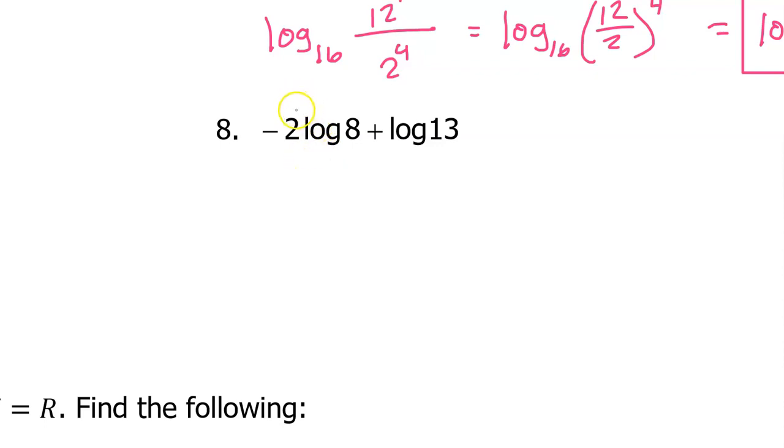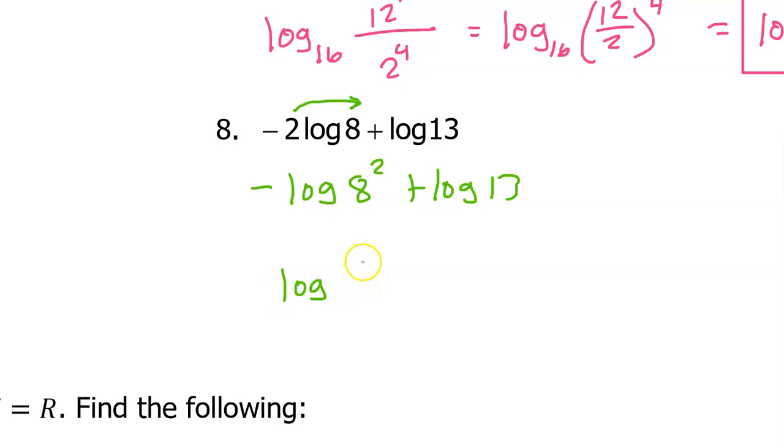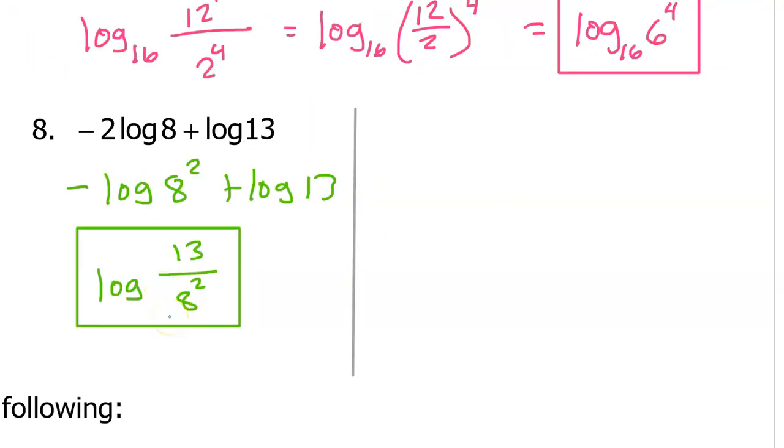Move the 2 to the exponent on the 8 and then put log 13 on the numerator and log 8 squared on the denominator. Okay, that works. Notice that Daniel is moving the 2 and he's leaving the negative sign there. That's fine. This is one correct way to do it. So in this way, the first term is negative. So that's why Daniel said to put that on the denominator. So when we write our single log, it would be log 13 over 8 squared. So that's one way to do it.